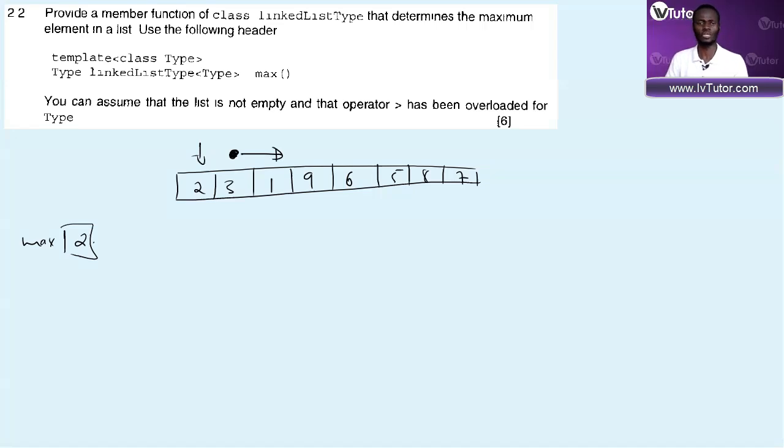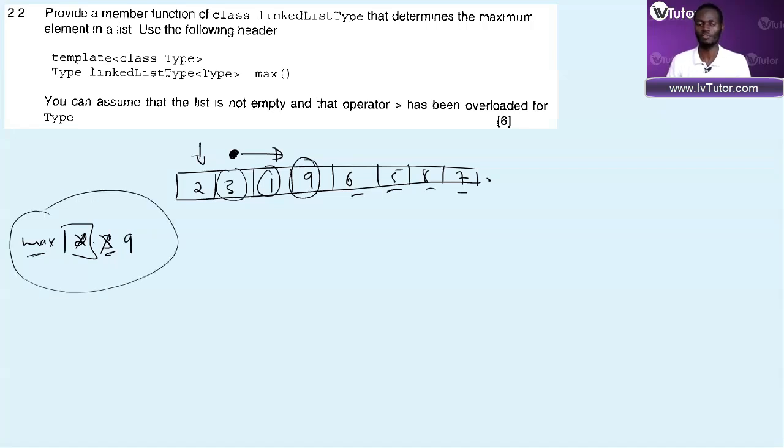And what you are doing is, for each item that you visit, you say, is this item greater than the maximum so far? If yes, you change maximum to 3. You keep going. Is this one greater than 3? No. Is this one greater than 3? Yes, you change this to 9. Is this one greater? No. Is this one greater? No, no, no. And then you're done. And then you return your value of maximum.